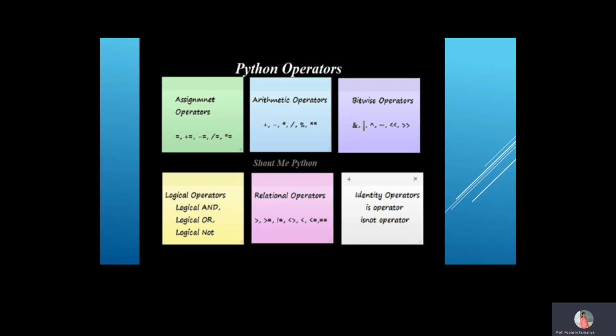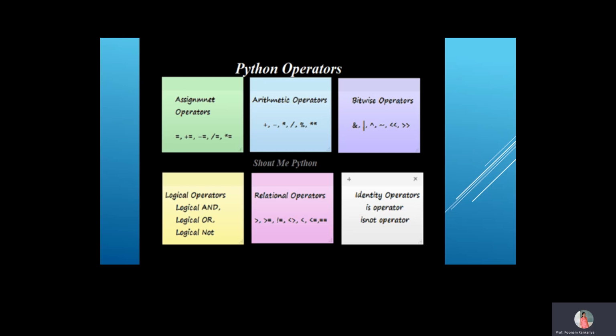Operators are used to perform operations on variables and values. There are different types of operators used in the Python programming language. We will see one by one. First are arithmetic operators, which are used on numeric values to perform common mathematical operations. There are different arithmetic operators like addition, subtraction, multiplication, division, and mod, percent. These are the different types of arithmetic operators used in the Python programming language.